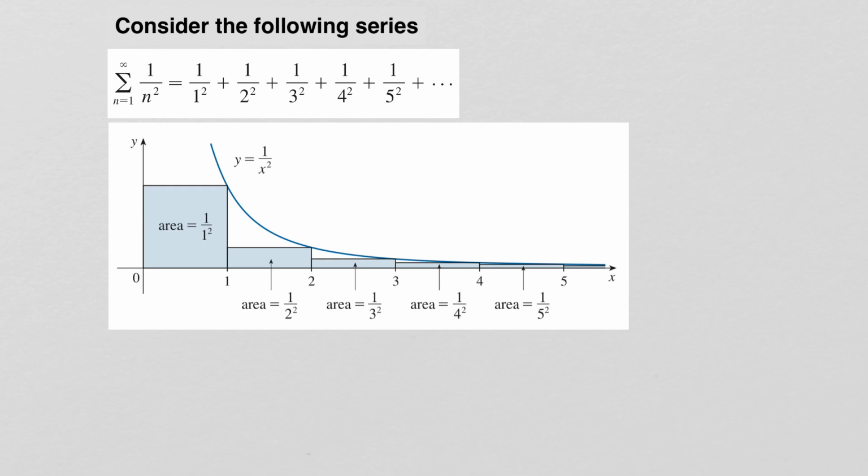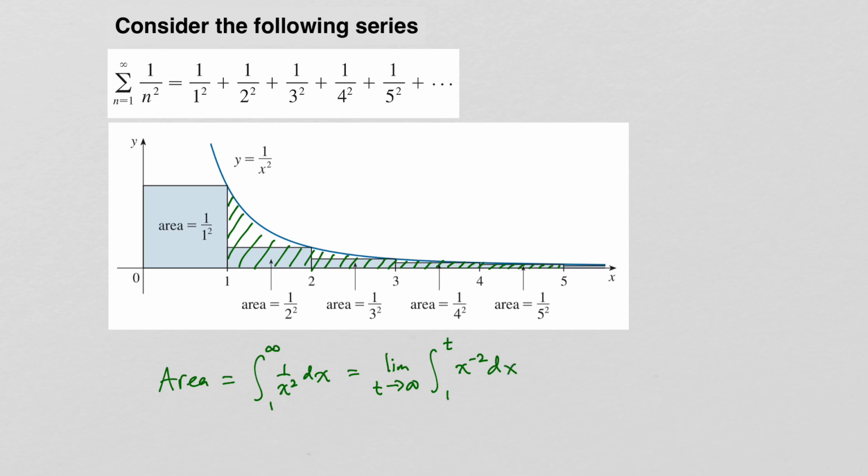Well, let's think about the area under the curve, 1 over x squared, from 1 to infinity. What if you were asked to find this area? Well, we know we can find this area by simply doing an improper integral. So the area under the curve here is the integral from 1 to infinity of the function 1 over x squared with respect to x. And this is the limit as t goes to infinity, integral from 1 to t. And 1 over x squared is the same as x to the negative 2.